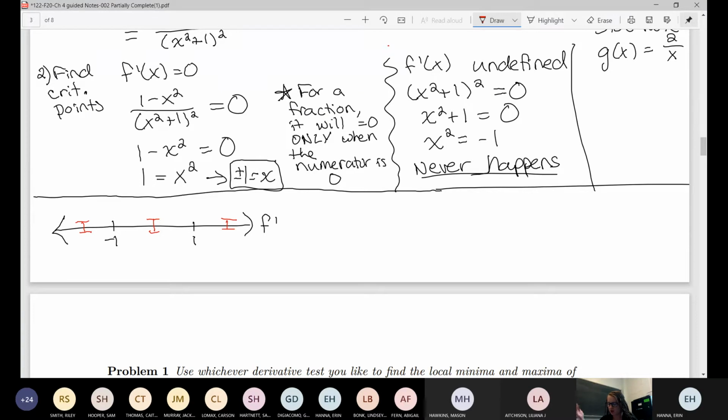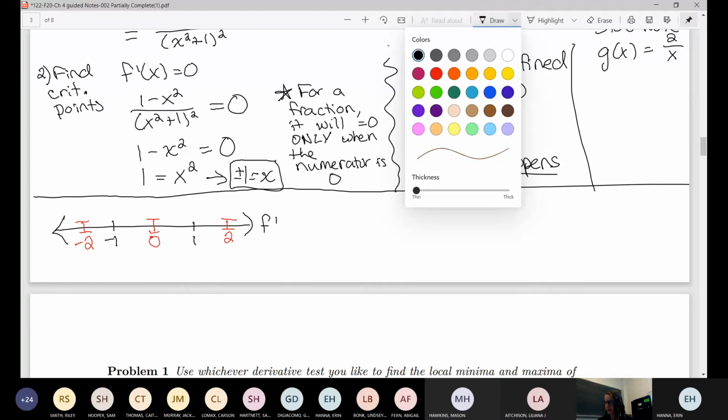So I need a number to the left of -1, so something less than -1. You can pick whatever you want. I'm going to pick -2. Something between -1 and 1, I'm going to pick 0. And then something greater than 1. I'm going to pick 2. It does not matter what number you pick. The answer should still come out the same as long as you've done everything else correctly.